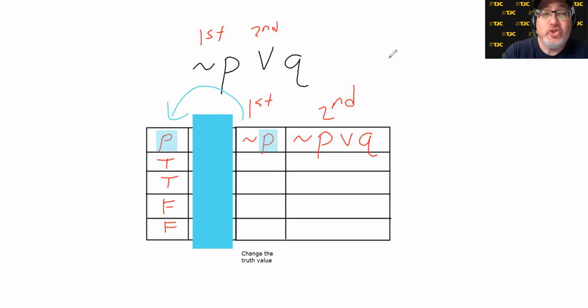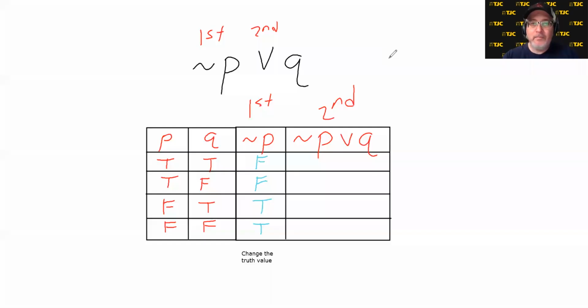The P column says true, true, false, false. So if we change those, we get false, false, true, true. That's a pretty easy one because negation is simple. Just change the truth value. All right, let's clean this up and then we'll look at the next column.